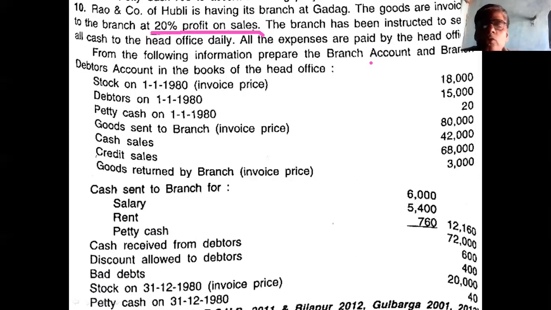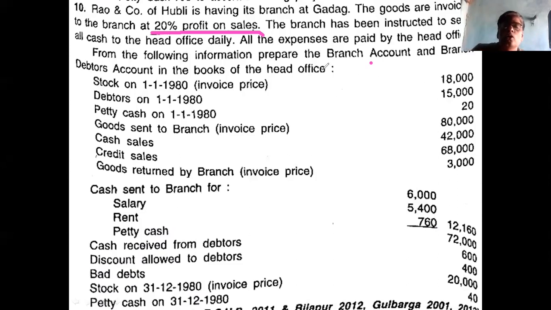So the 20 you have to write below the loading in the equation, and the 100 you have to write under the invoice price, not on the cost. Remember that. In the previous problem, I wrote 100 below the cost because loading was based on cost. But in this problem, loading is on sales. Sale means invoice price, so 100 you write under the invoice price.